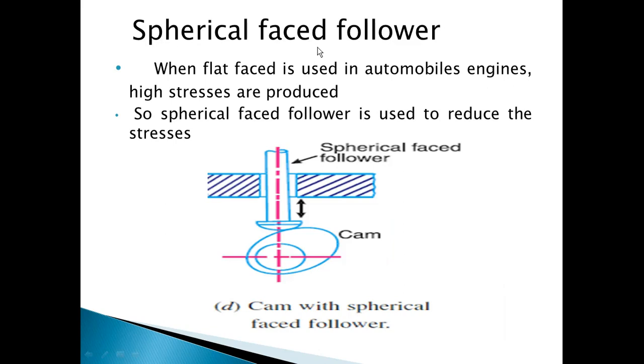So the last one is the spherical face follower. Over here, the end of the follower has been changed. Instead of being flat, we are making it somewhat spherical. Why are we making this spherical face? Because when we use a flat face type of follower, a lot of traces are generated. So in order to minimize these traces, we use a spherical face follower. These are also used in automobile engines.